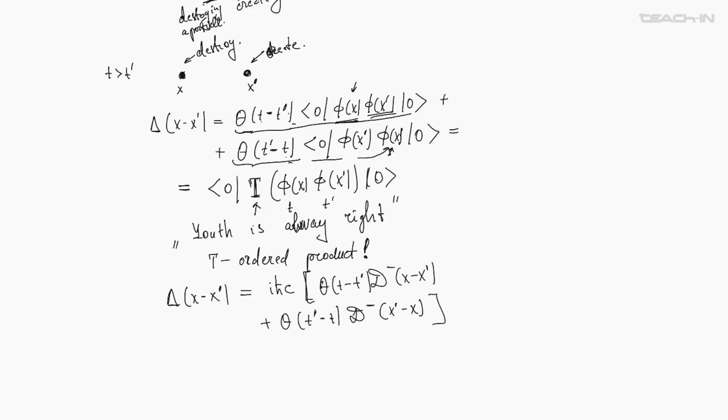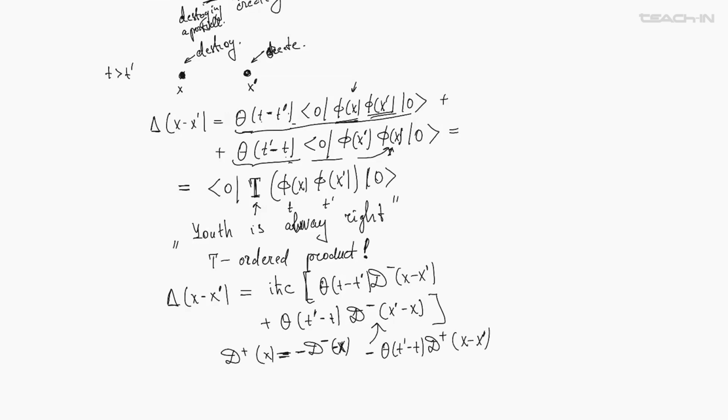The Pauli-Jordan function, its positive and negative frequency parts, they also have a property that D plus of x is equal to minus D minus of minus x. If you look explicitly at the positive and negative frequency parts, then this is a property. And so if you wish, you can here write this D minus in terms of minus D plus. Then this will become minus theta(t prime minus t) D plus on the same argument x minus x prime. If you wish, you can do this substitution there.